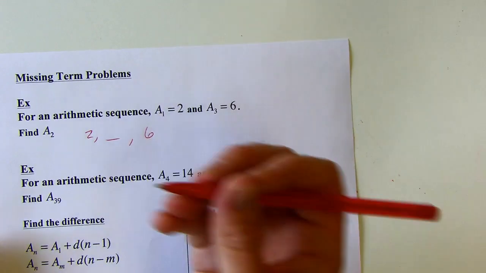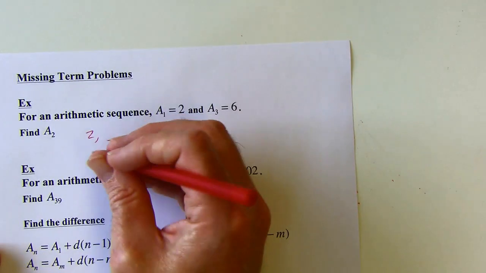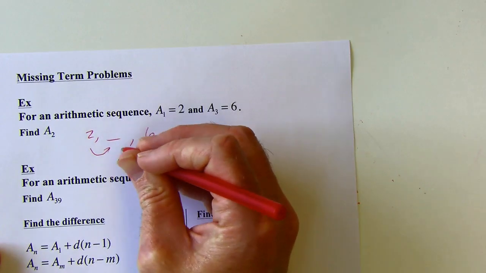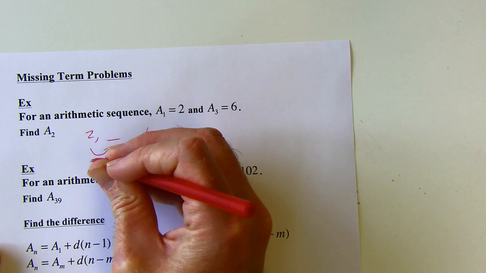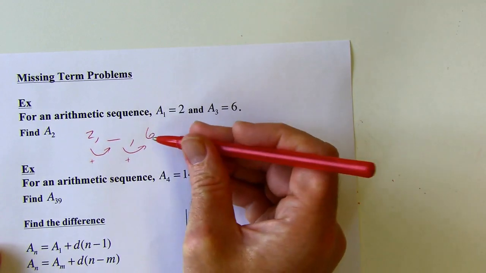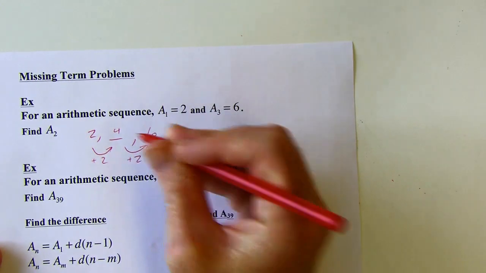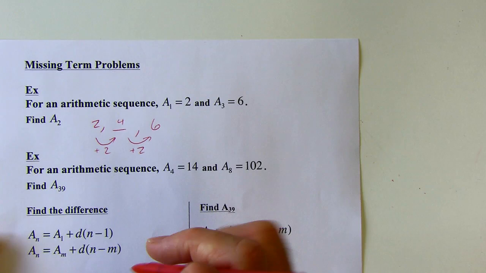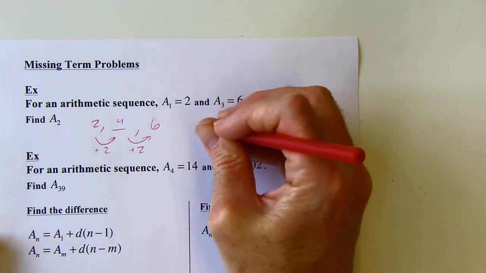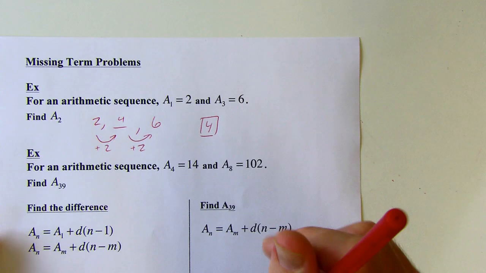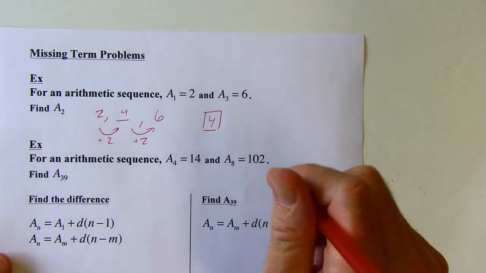So really, this one you could probably figure out because I should be adding the same thing to get from term to term, right? So I just need to figure out what's halfway between 2 and 6, which should be 4, right? That's the only way that's going to work out where I'm adding the same thing to get from term to term. So this one is going to be 4. So sometimes you can figure those out intuitively, but often you can't.